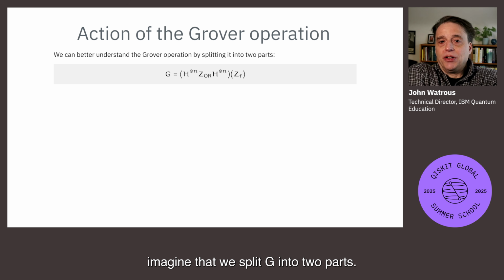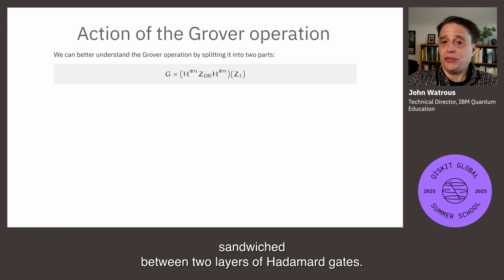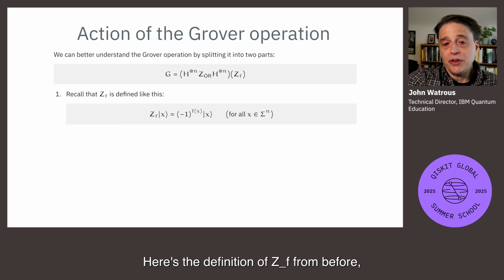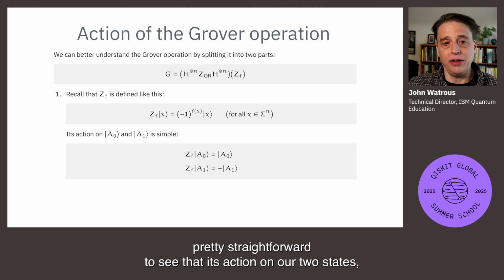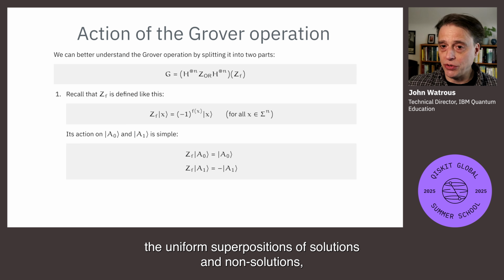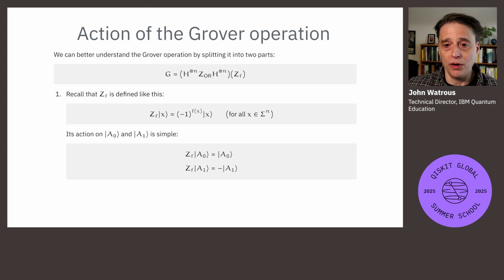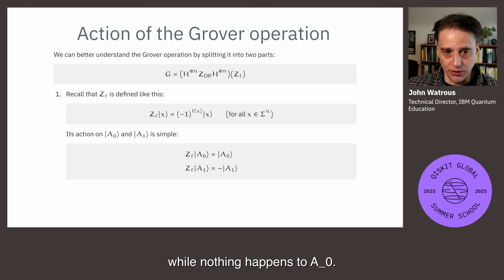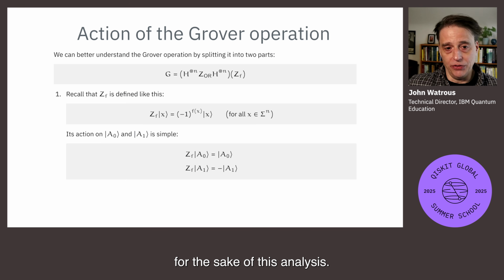It's helpful to imagine that we split G into two parts. One part is the ZF gate, and the other part is the ZOR gate sandwiched between two layers of Hadamard gates. Here's the definition of ZF from before. And from that definition, it's pretty straightforward to see that its action on our two states, uniform superpositions of solutions and non-solutions, is simply to put a minus sign in front of ket A1, while nothing happens to ket A0. And that's all we really need to know about ZF for the sake of this analysis.